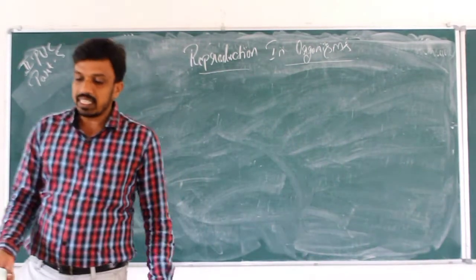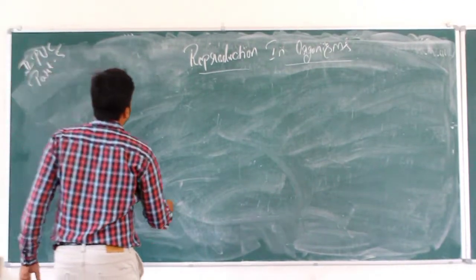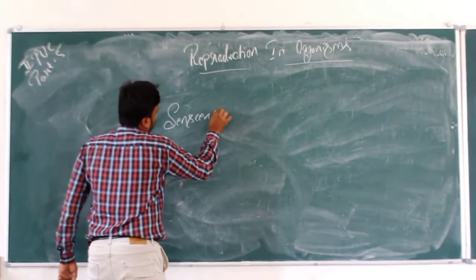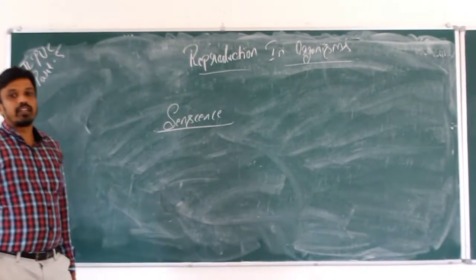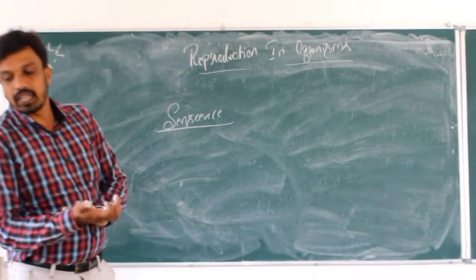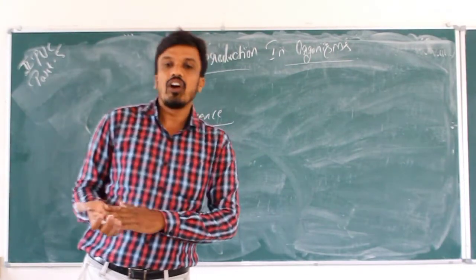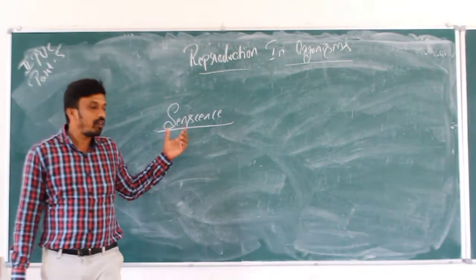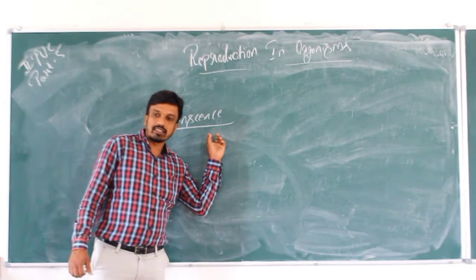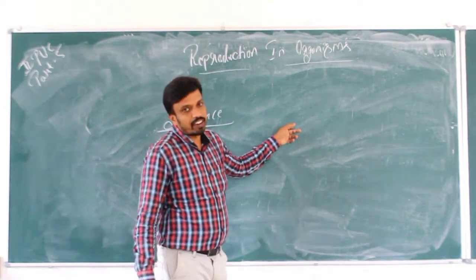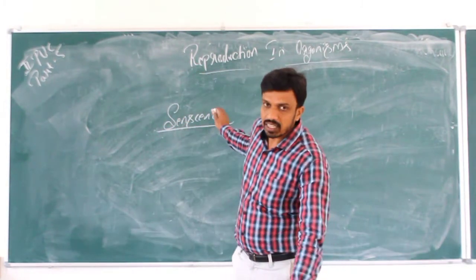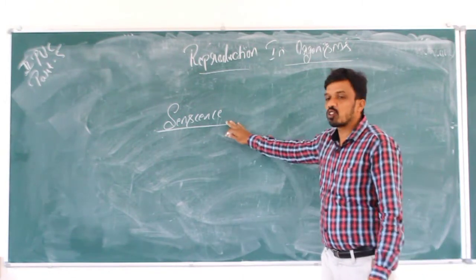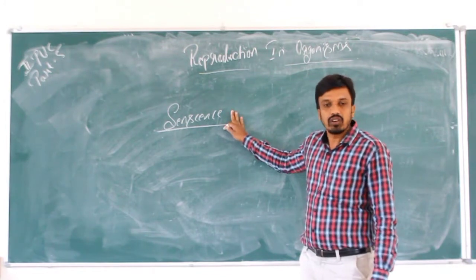Next, coming to the senescence. At the end of the reproductive phase, the animals enter senescence, or they attain death, or due to the hormonal balance. It is called senescence. At the end of the reproductive phase, the organisms enter senescence, also called aging of an organism. That will be asked for 1 mark.